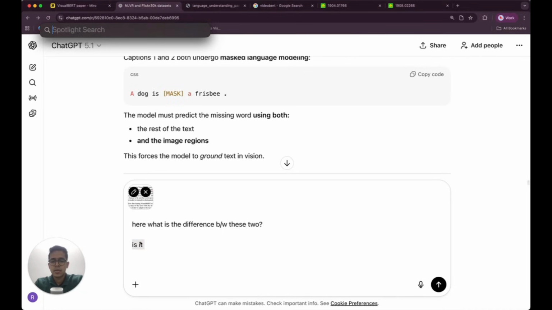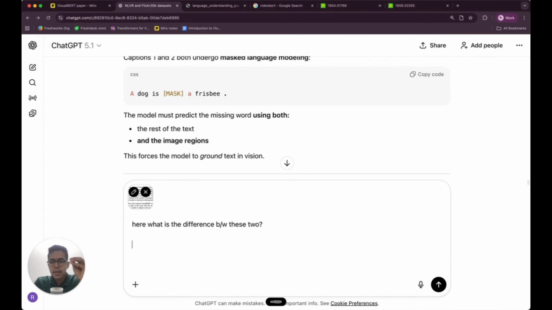let me just open Whisper Flow so that I can just speak instead of typing. So Whisper Flow is a tool that I use for converting speech to text. It's very, very convenient. So I'll just show you how it works. I have installed it. I just need to now press the function key.